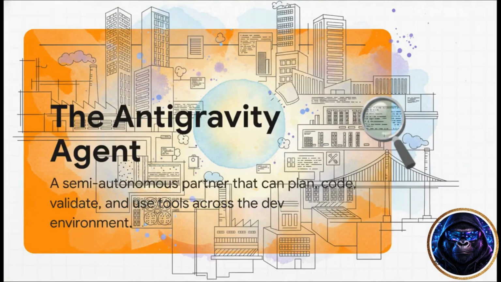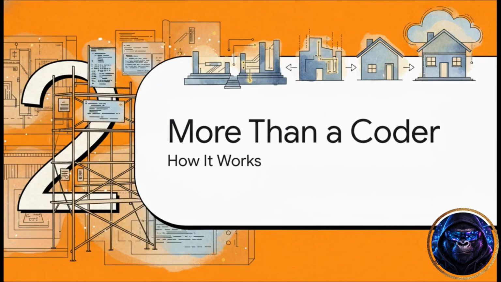But this new model, which is being powered by Google's Antigravity agent, is a whole different beast. It's not just a tool in your toolbox, it's your general contractor. You just give it the blueprint and it takes over. It actually understands the whole plan and manages the entire build for you. So how does this AI contractor actually build the house? It's not just about writing code in a vacuum. It's about managing a whole complex project from start to finish. Let's break down how it actually works.